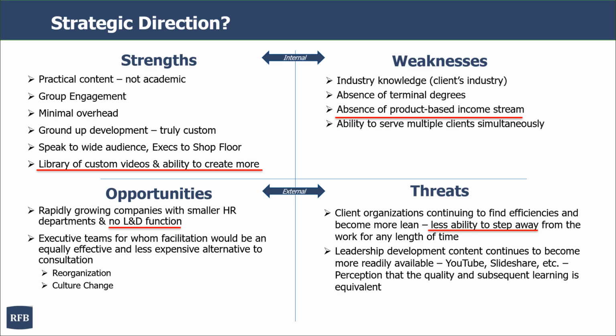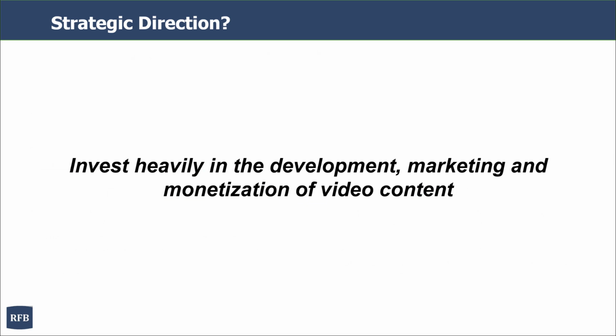What action might she take that could address multiple issues here? How might she leverage a strength while she addresses a weakness? What action or actions might position her to capture an opportunity while guarding against the threat? What if she were to invest heavily in development, marketing, and monetization of the video content? It takes a strength that she already has, her video production capability in her library. It potentially becomes the source of an income stream that will help even out her cash flow over time.